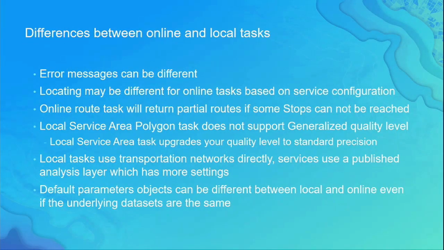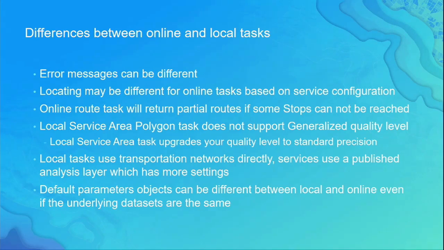So finally, we wanted to talk about, although the programming patterns are the same for online and local tasks, there are some differences to be aware of. For example, error messages can be different. Locating can be different for online tasks. It really depends on how the service was set up. We don't have control over that. It's really what version of server, how is the layer published. We don't have control over that on our side of stuff. We just issue the REST request and wait for it.